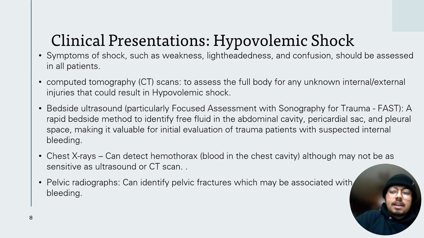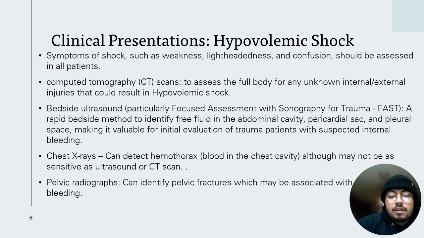But for the imaging tests that would help in diagnosis, we have CT scans to assess the full body for any unknown internal or external injuries that could result in hypovolemic shock. Bedside ultrasound is a rapid method to identify free fluid in the abdominal cavity, pericardial sac, and pleural space, making it valuable for initial evaluation of trauma patients with suspected internal bleeding. This might be one of the few rapid ones that you'd use.